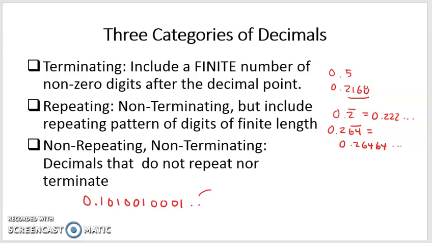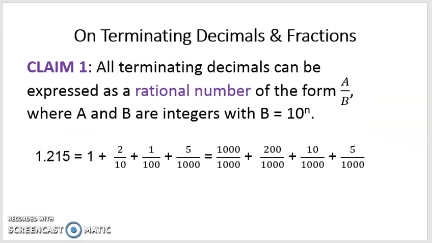All right, so in focusing on terminating decimals, there are actually 4 claims that I want to make, and these are 4 facts about these. The first fact is that all terminating decimals can be expressed as a rational number, and rational numbers, the root word is ratio, are numbers of the form a over b, where a and b are integers. All terminating decimals can be expressed as rational numbers with a over b, where b is some power of 10.